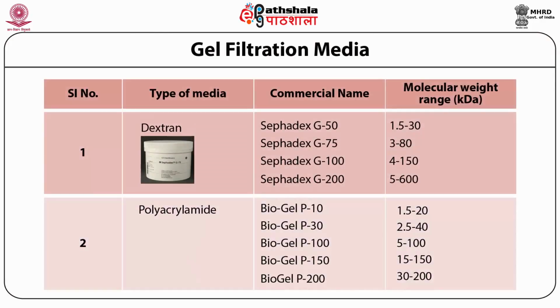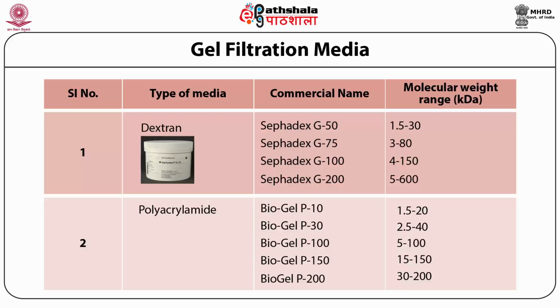The commonly used media for gel filtration chromatography are dextran, polyacrylamide, dextran polyacrylamide, and agarose, and they are available for a large range of pore sizes for separation of macromolecules of different sizes. The table shows different commercially available media for gel filtration chromatography. Dextran based media is available in the market as Sephadex. It is available in different ranges starting from G50 to G200, and the molecular weight range is from 1.5 to 600 kilodalton.